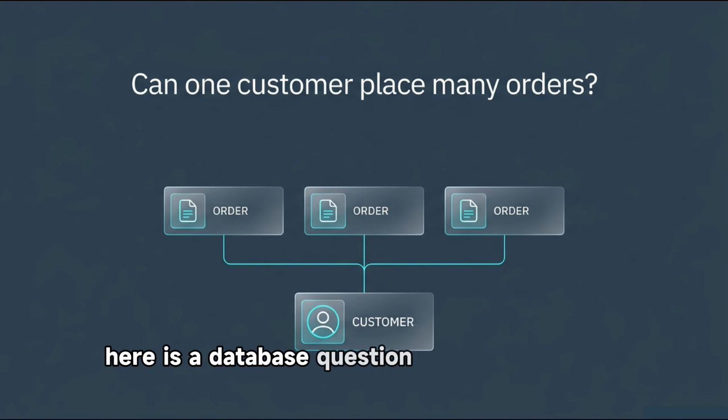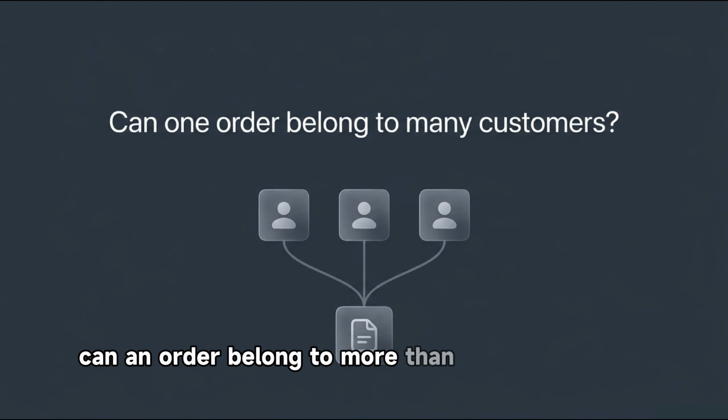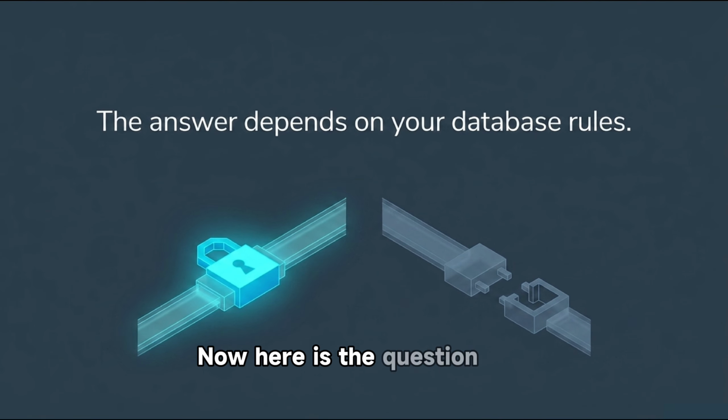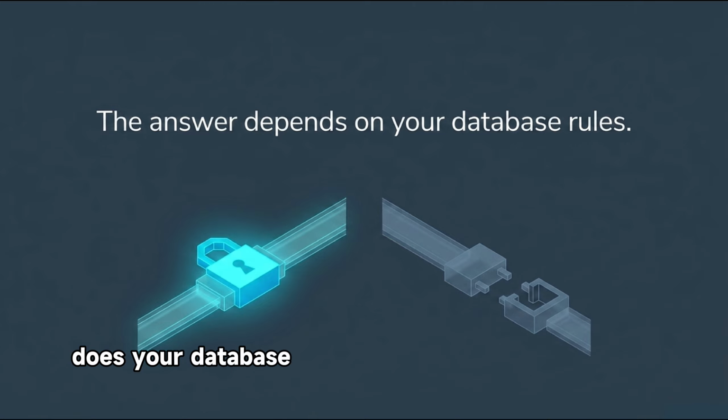Here is a database question that sounds trivial. Can a customer place more than one order? Yes, obviously. Can an order belong to more than one customer? No. An order belongs to one customer. That's what an order is. Now here is the question that matters. Does your database know that?